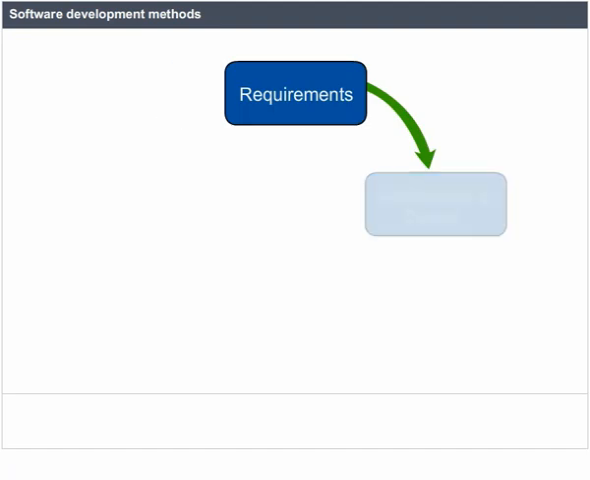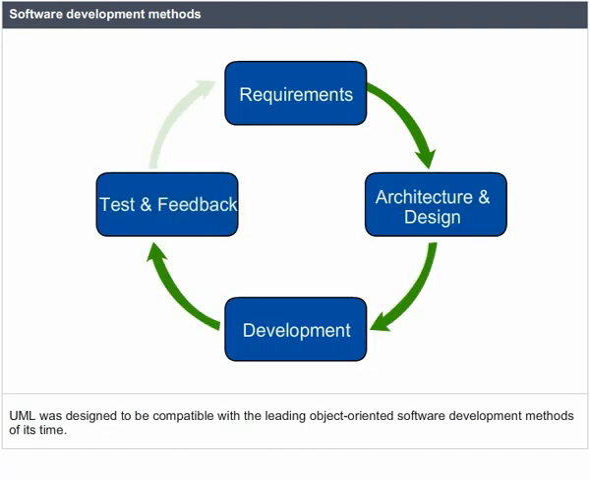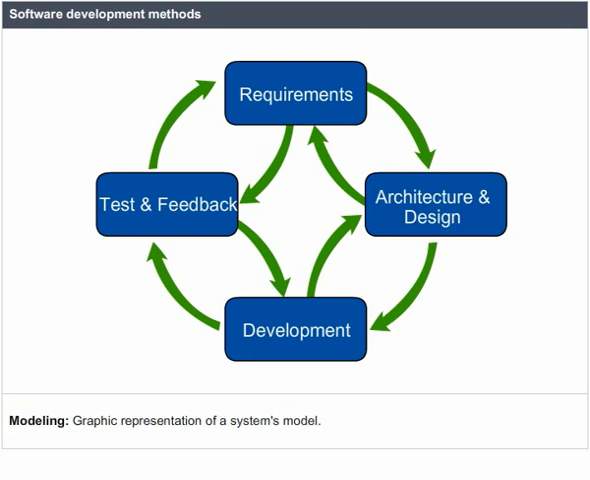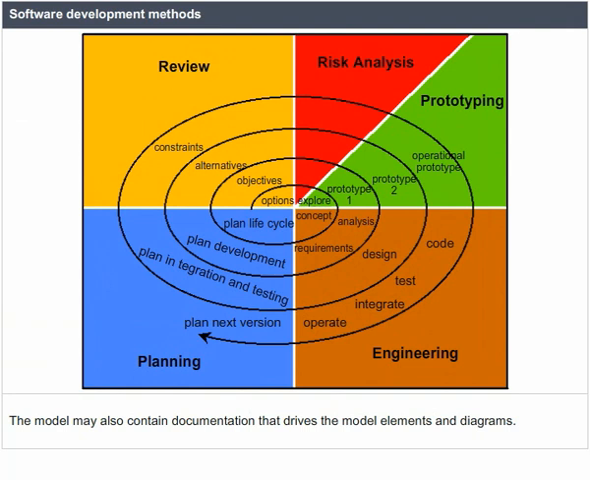Software development methods. UML was designed to be compatible with the leading object-oriented software development methods of its time. Modeling. Graphic representation of a system's model. The model may also contain documentation that drives the model elements and diagrams.